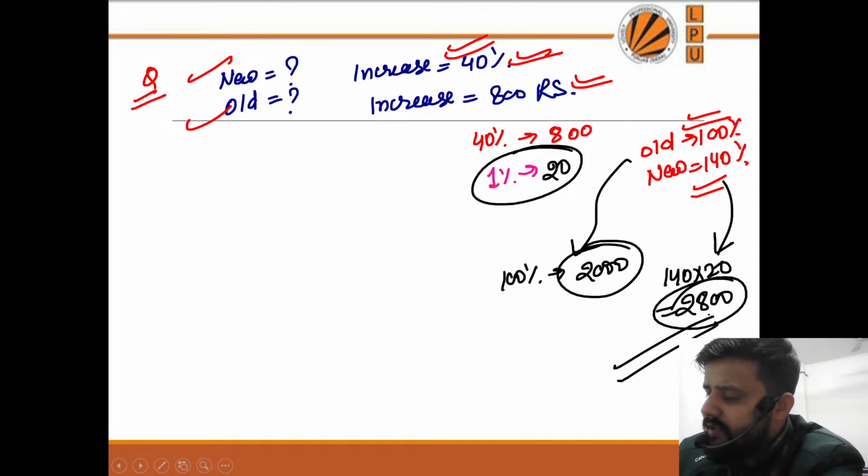I hope you got the concept of increase and decrease. If you got it, type yes in the comments, then I'll move to the next concept of percentage, which is successive percent.